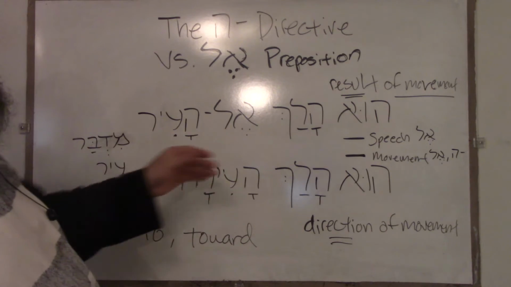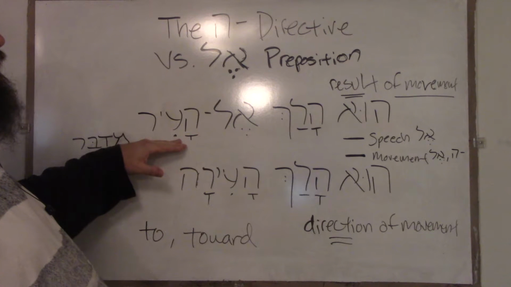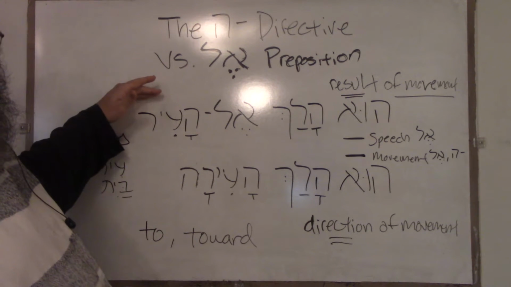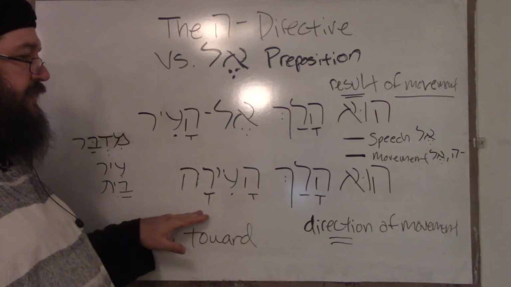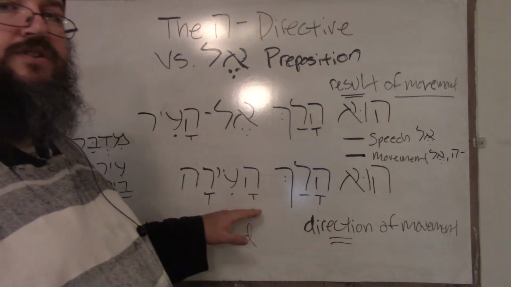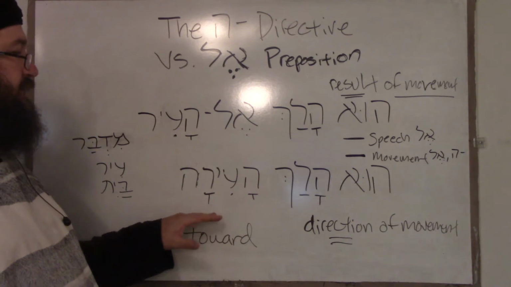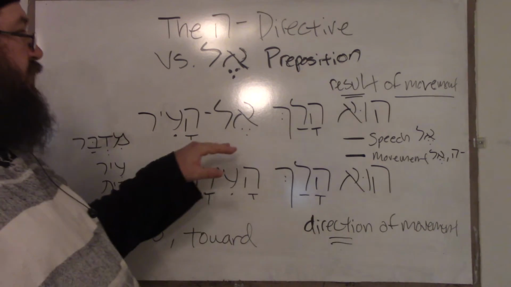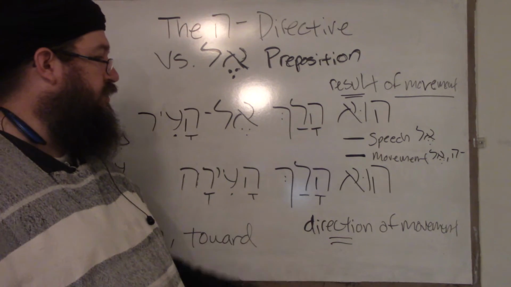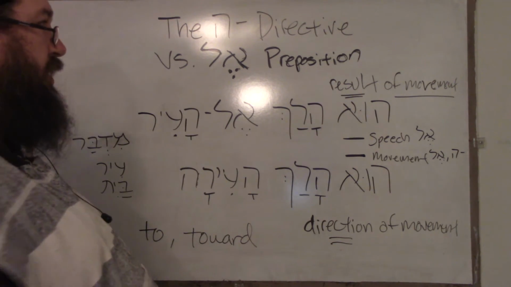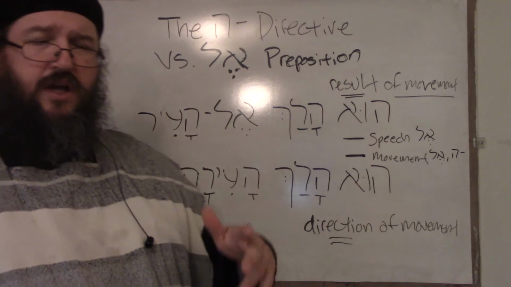The reason you have two different forms is because you're distinguishing one element from another. So when we look at hu halach el ha'ir, he went to the city, we know the result of his going was the city. When we look at hu halach ha'ira, he went toward the city, we know the direction of movement was toward the city. It's not telling us he's at the city, it's telling us he's heading toward the city. With he went to the city, we're literally saying he's at the city. That's why the difference between the result and the direction is based upon the context of what we're utilizing.